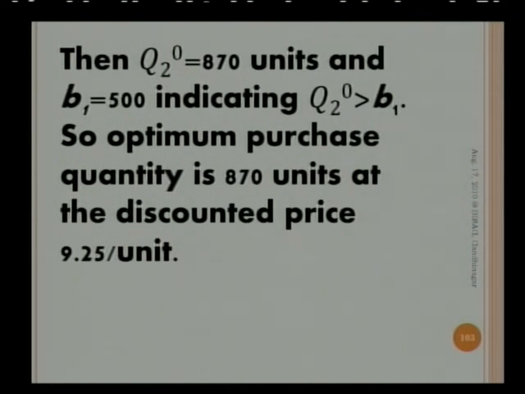But if you look at the price break, we had a price break at 500 units, which says that Q2 is greater than 500 units. So the optimal purchase quantity is 870 units, and that will give you the minimum cost at the discounted price of 9.25.